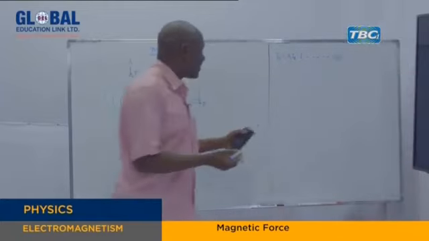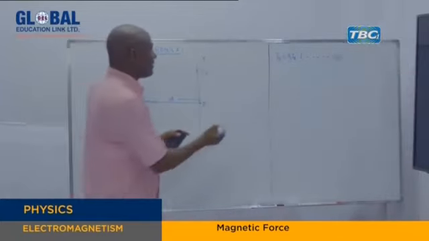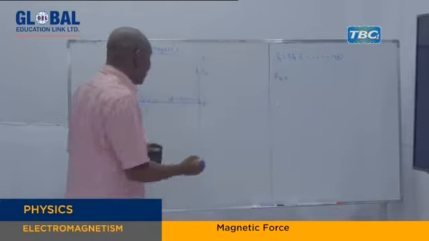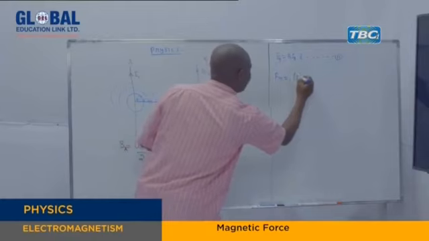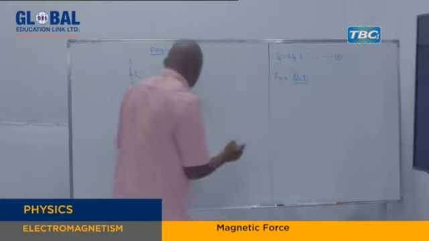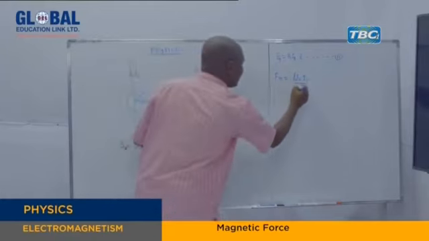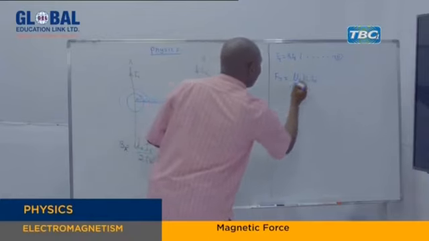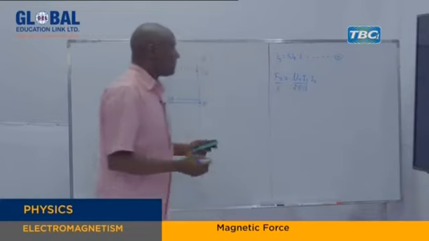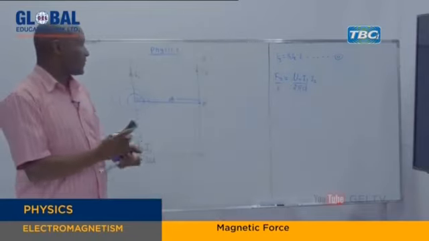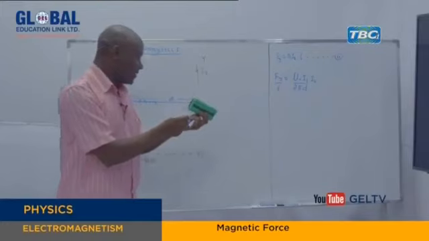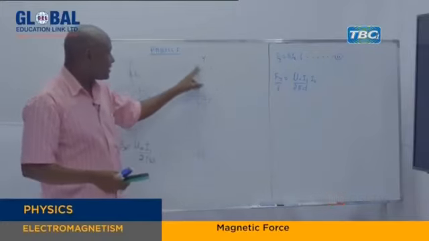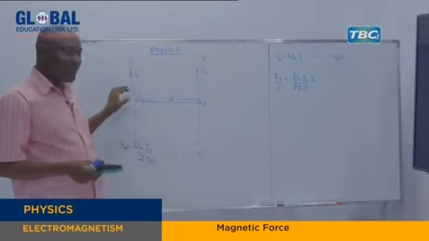If you substitute equation one into two, you find that the force on the wire is given by mu I1 over 2 pi D times I2. And sometimes we talk of force per unit length. So that is the formula. This is the force that will be experienced by wire Y due to the magnetic field created by wire X.